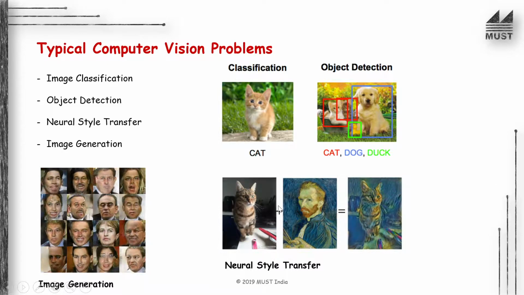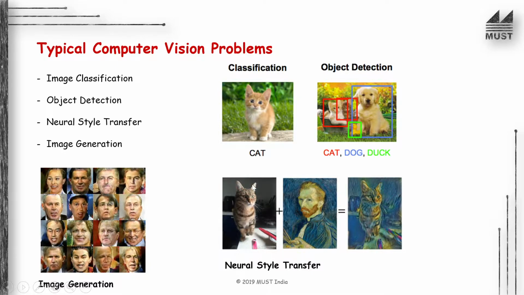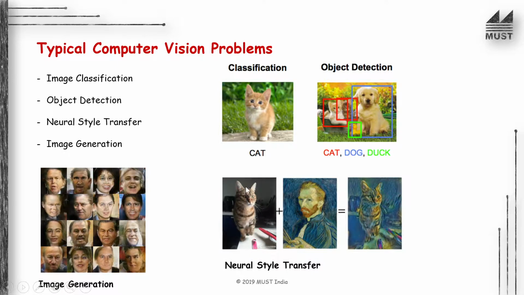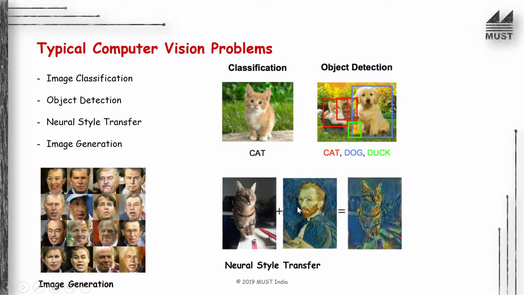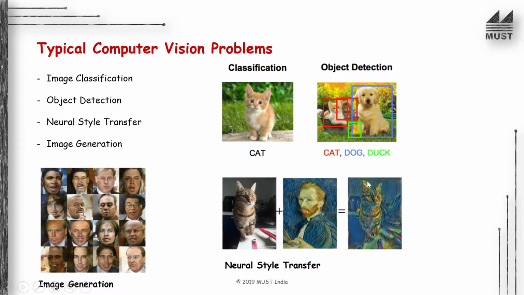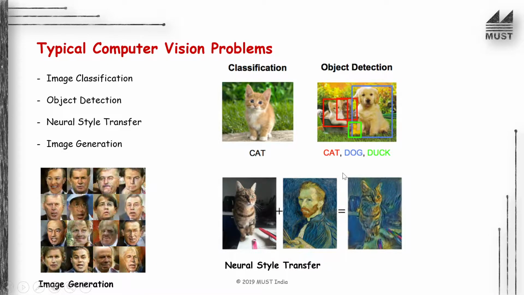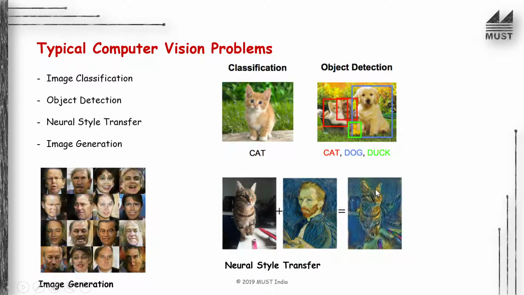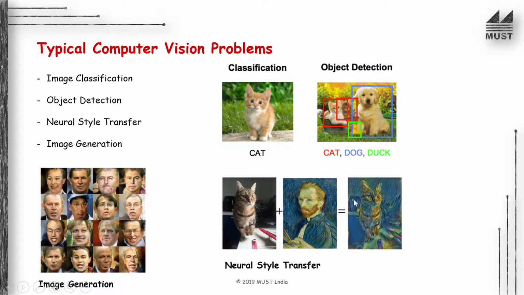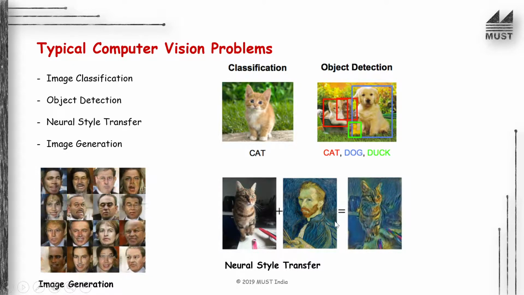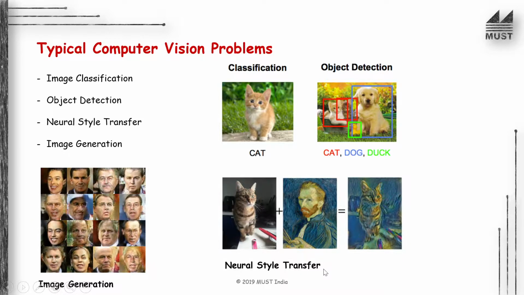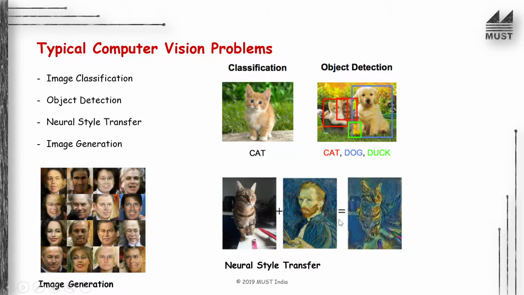Now in neural style transfer, you would have a base content image, then you will have a style image, and the output image which you want to generate should have the contents of your content image but generated in the form of your style image. So this is about neural style transfer. This is very interesting. I'm going to show you a few demos if possible.